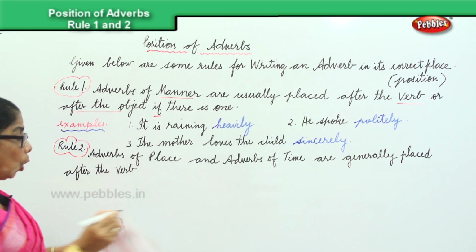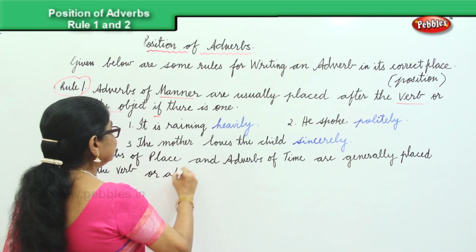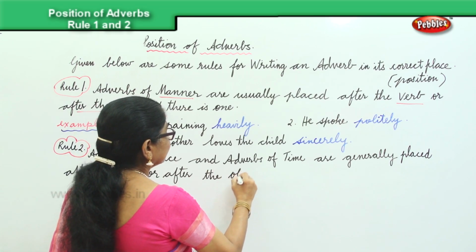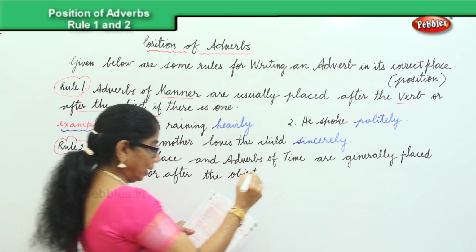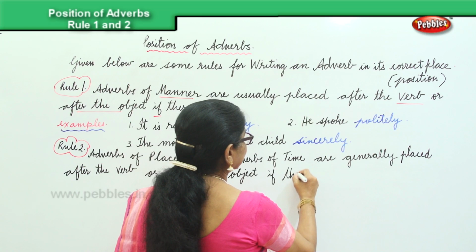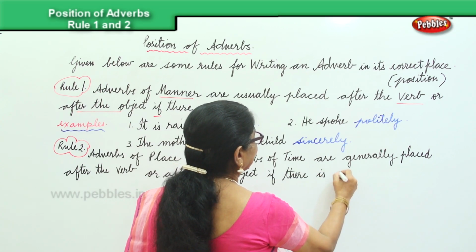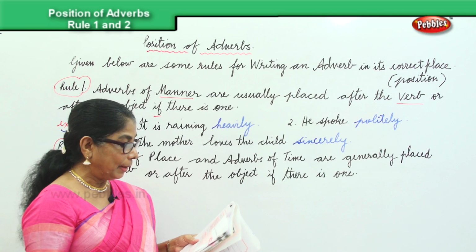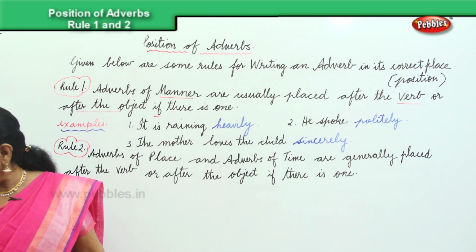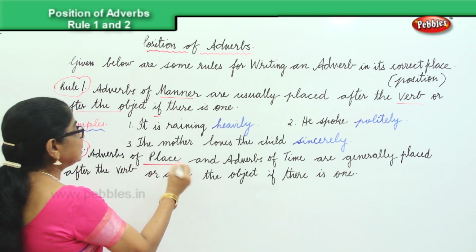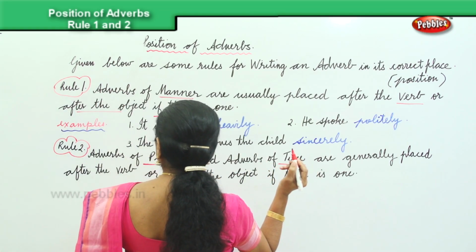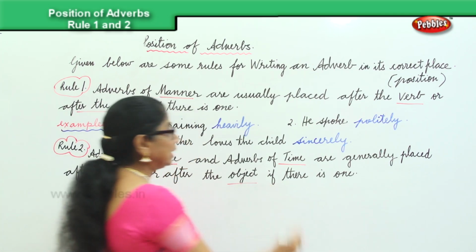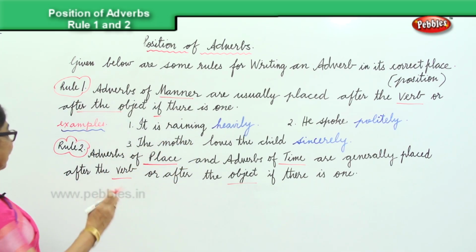After the verb or after the object, if there is one. The rule may look difficult, but when we do the exercise, we'll understand better. So what we said here, adverbs of place and adverbs of time are generally placed after the verb or after the object if there is one. Now let's look at the examples.